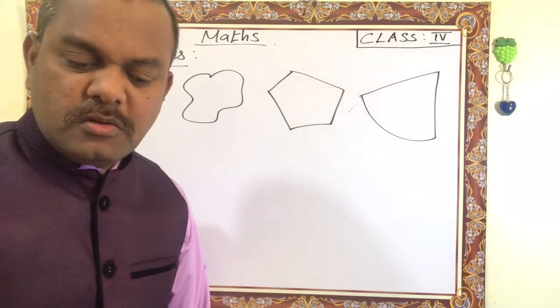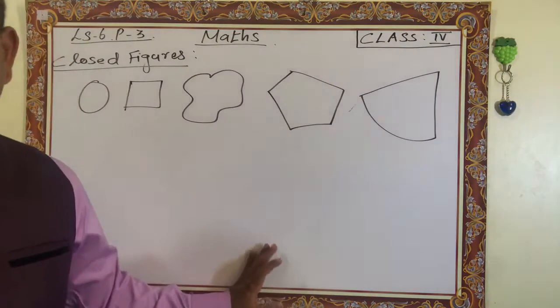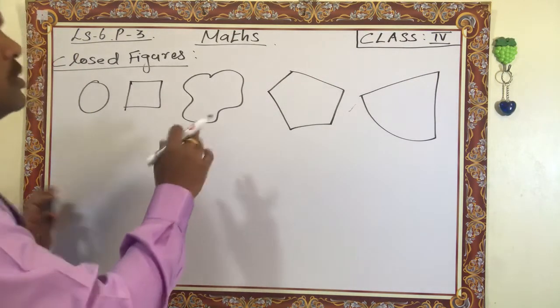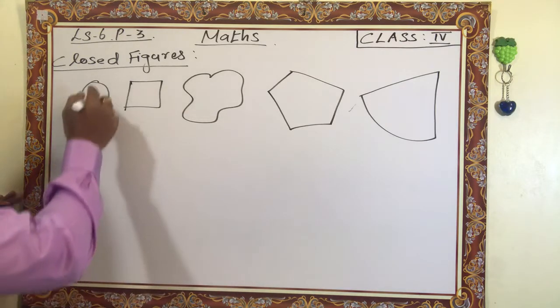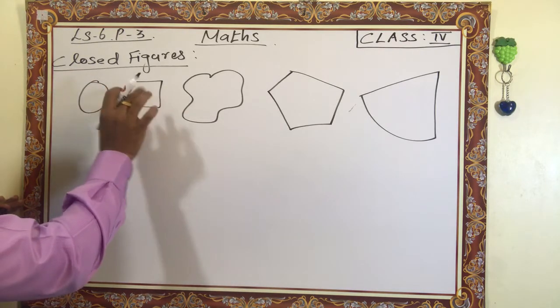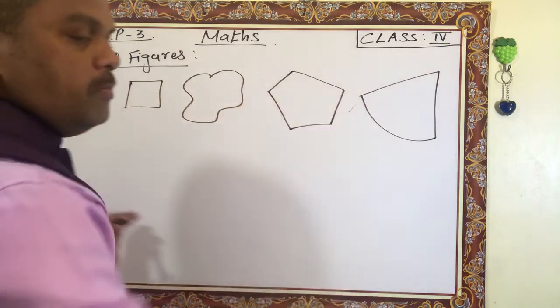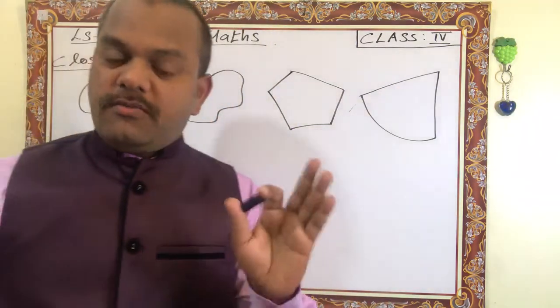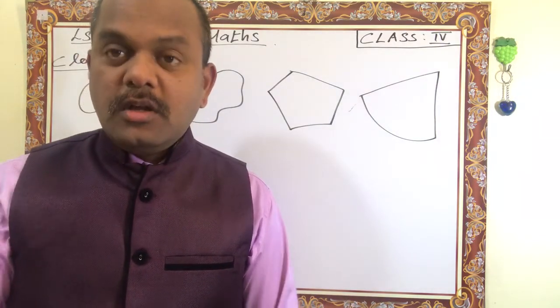These all figures are closed from all sides. Look here, there is no opening. Here also no opening. So these types of figures are called closed figures.